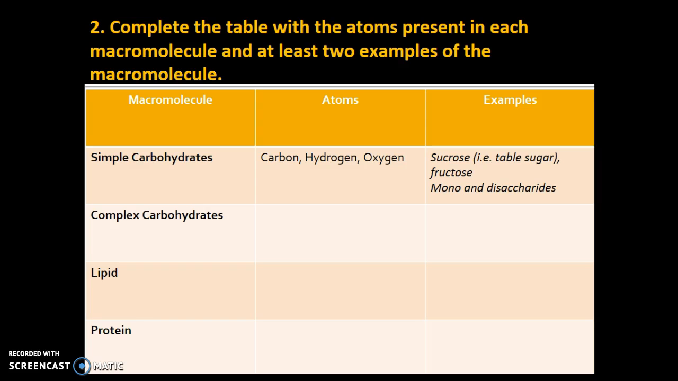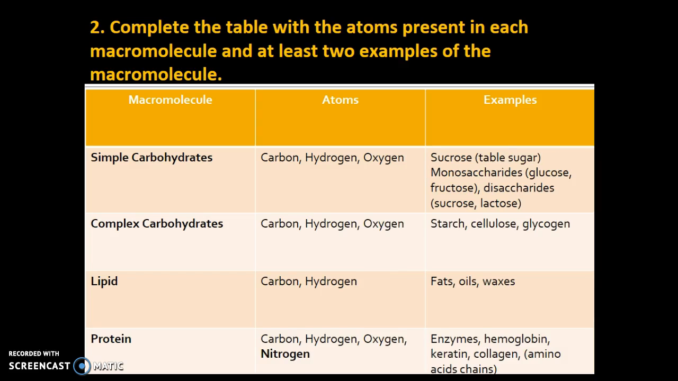What are the atoms in lipids? What are the atoms in proteins? And provide some examples. So here are the examples that we came up with. Complex carbs have the same type of atoms as simple carbohydrates: carbon, hydrogen, and oxygen. Examples would be starch, cellulose, and glycogen. We already talked about starch and glycogen. Cellulose is a type of carbohydrate that is not stored energy, but is used as structure for things like trees and plants.